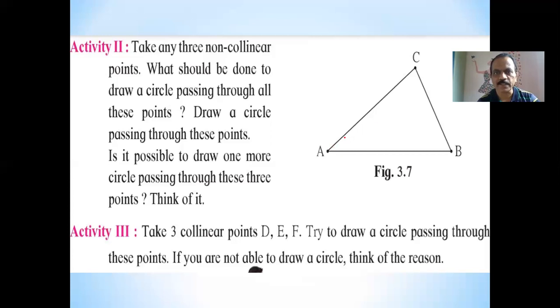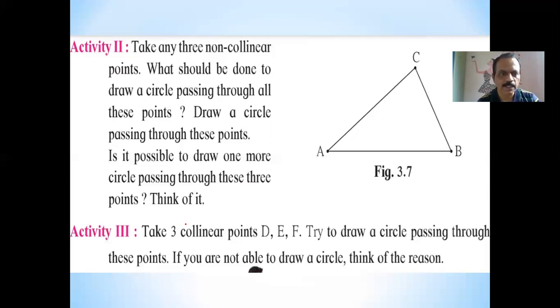Then we take this distance as the radius and draw a circle, and this circle passes through the given 3 points A, B, and C. Only one circle can be drawn which passes through the points A, B, and C. The point of intersection of the perpendicular bisectors is the center of the circle which passes through these three non-collinear points. This is the one activity.